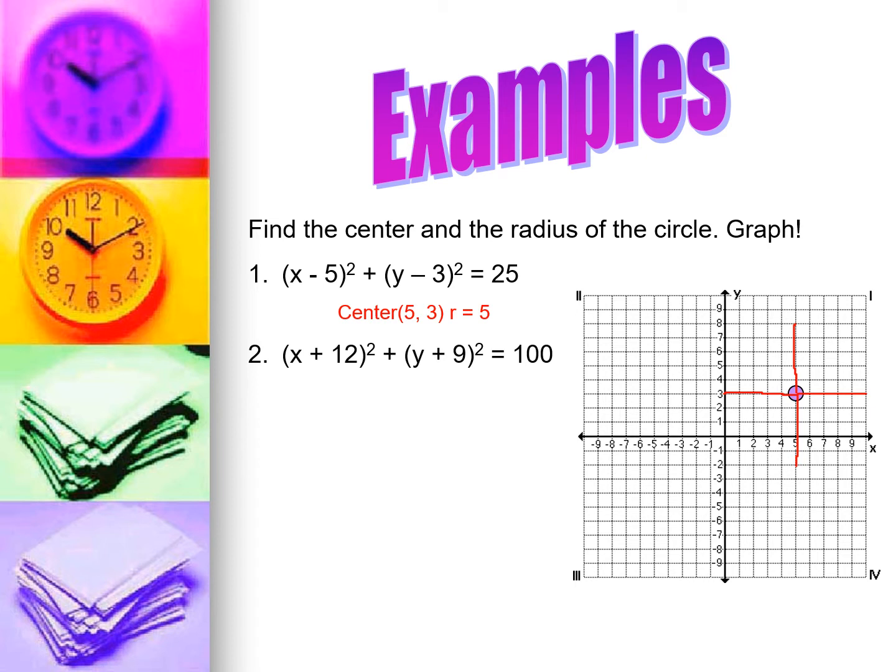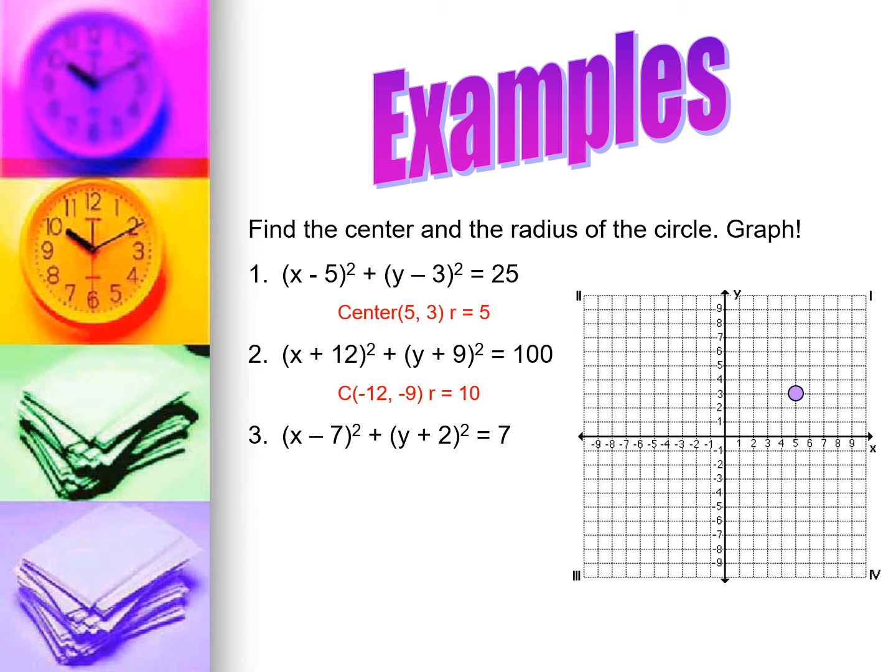Here's another one. Let's try this one. We'll look for the center and the radius. The center is (-12, -9). Notice these are negatives. It's basically the opposite numbers on the inside of the parentheses. And then the radius is just the square root of 100, which is just 10. And if you notice, negative 12 goes off of my graph just a little bit, so I won't graph it, but you will have to on your homework.